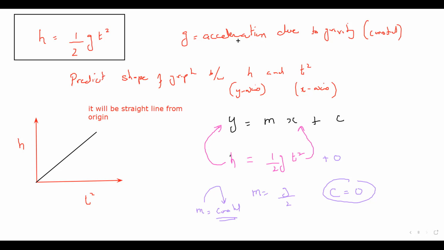On the y-axis, if I'm plotting the height, and on the x-axis the time square, then my gradient will be equal to g by 2, and we know g is constant. Any constant divided by 2 remains constant. So the gradient of this line will be constant and the y-intercept is 0 as we compared. So it will be a straight line from the origin. Is this part clear?